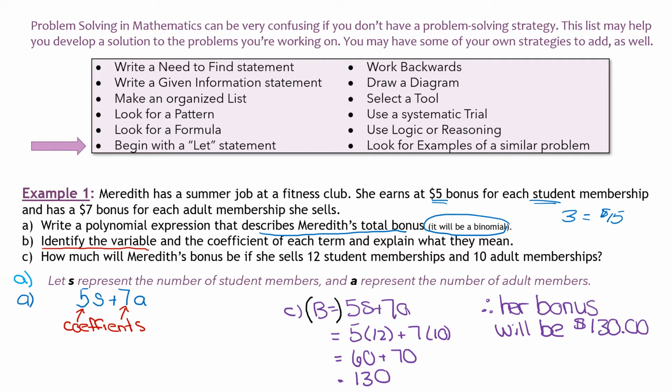And when we look at the chart with all of the different kinds of strategies in it, we only want to use the ones that help us. So for example, draw a diagram, that's not helpful this time. Select a tool. In this case, the tool would be that we were using polynomial expressions. Use a systematic trial. So that's a strategy if you really don't know what to do. Okay, if she sells 3 memberships, it's $15. If she sells 4 memberships, it's $20. You just make up a pattern here and look for a pattern and try to come up with your equation that way. So there's a lot of strategies here that you may or may not use.